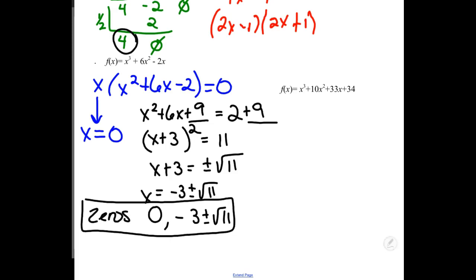All right. Our last one. We do have a constant on this one, so let's go ahead and make our list. We need factors of 34 divided by factors of 1. What are my factors of 34? Plus and minus 1 times 34 and 2 times 17. I'm dividing by factors of 1, which would just be 1.